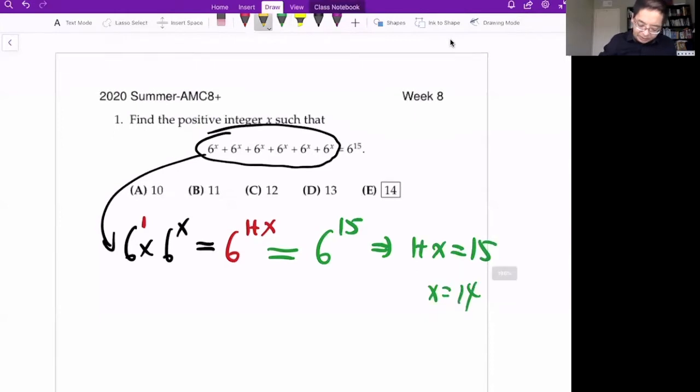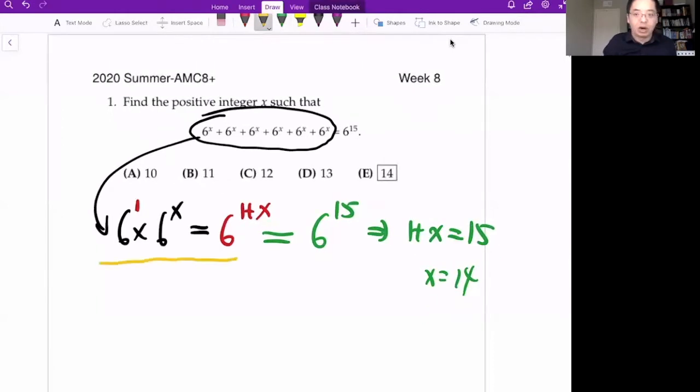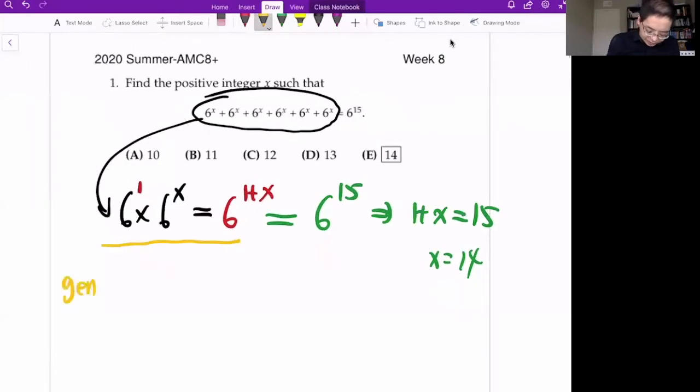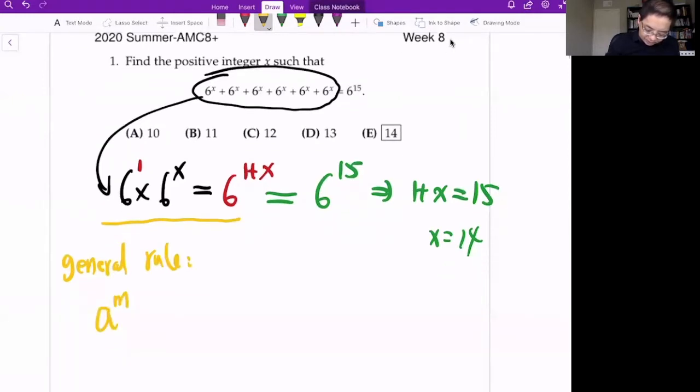All right, so the main point is we use this basic property of a power function. So this is the general rule: a to the power m times a to the power n equals a to the power m plus n. It works for all real numbers m and n.